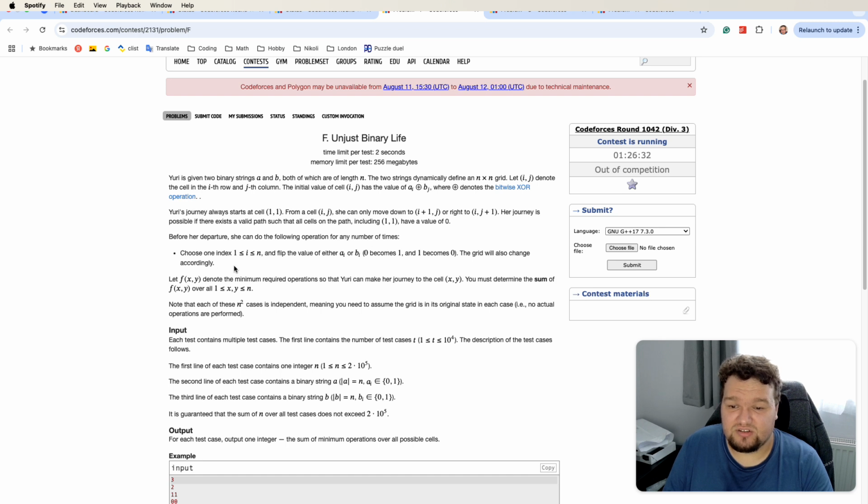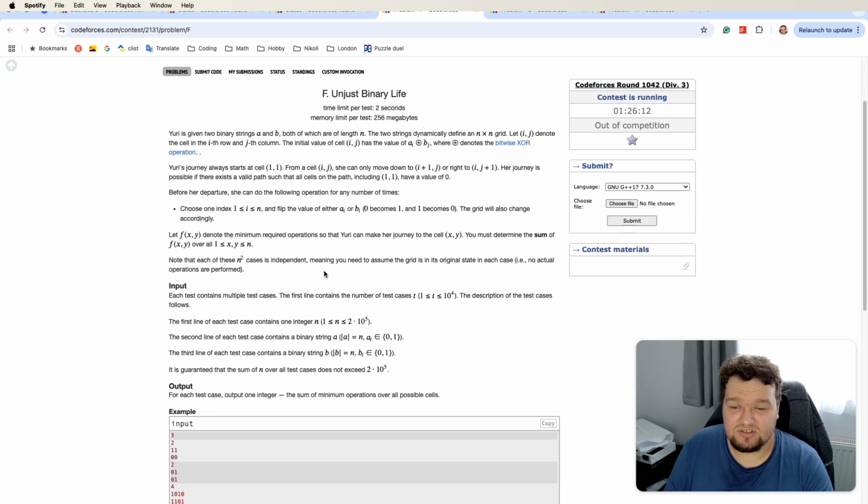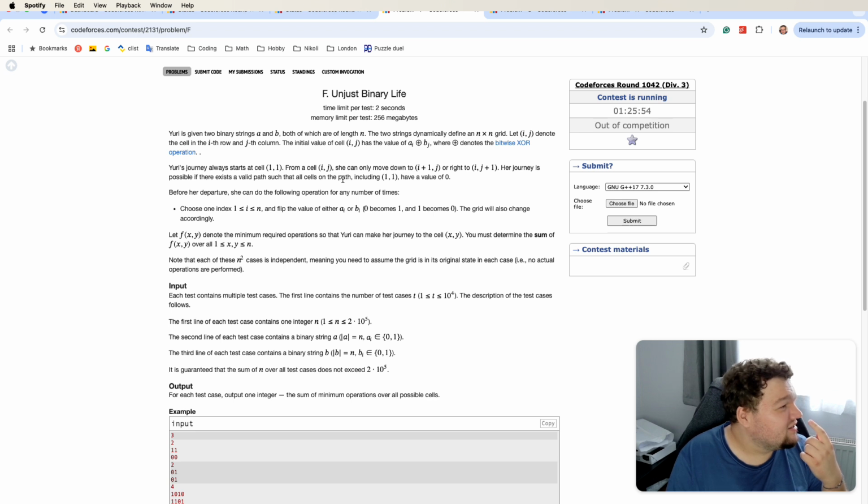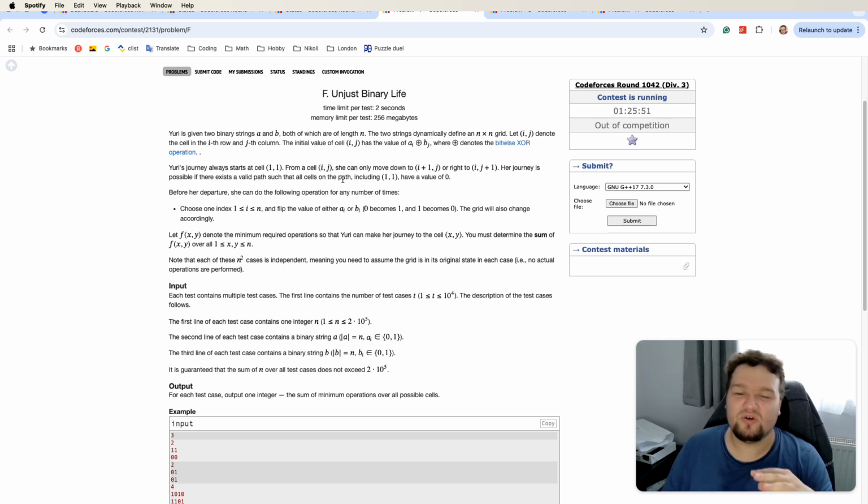Let f(x, y) denote the minimum required operations so that Yuri can make her journey to the cell (x, y). You must determine the sum of f(x, y) over all x, y from 1 to n. Okay, this seems pretty easy because, well, I think the only way the journey is possible is if all the elements before (x, y) are zeros, or okay, not quite. They might be all zeros or all ones.